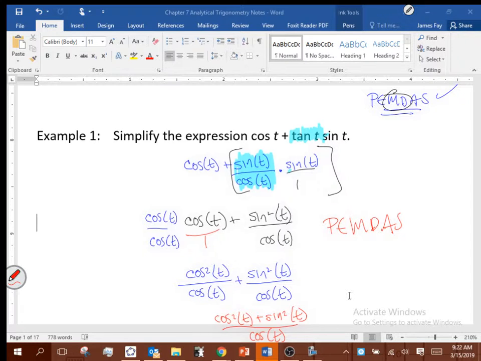Okay? Cosine squared plus sine squared, or sine squared plus cosine squared, is always equal to 1. That's the Pythagorean identity, right? That's essentially the unit circle there. Okay? So we get 1. Numerator turns into 1. Denominator is cosine of t. What is that the same as? Secant t.